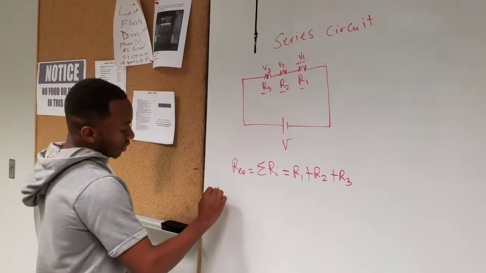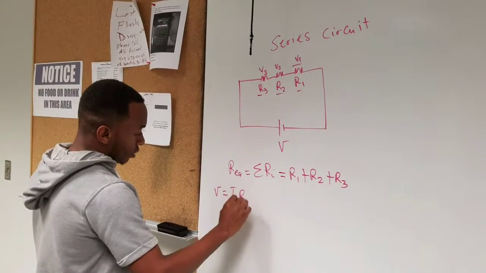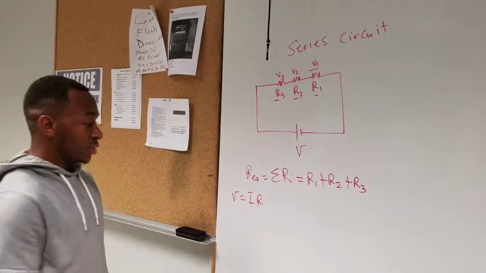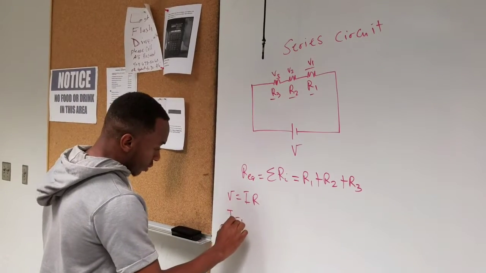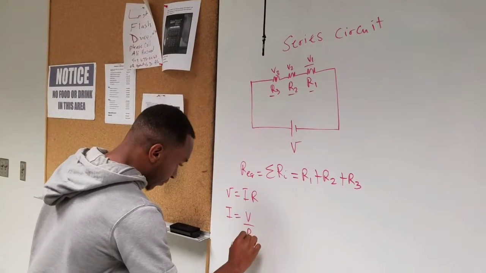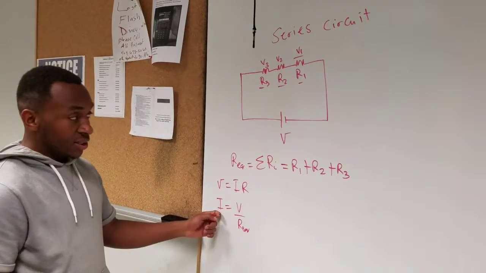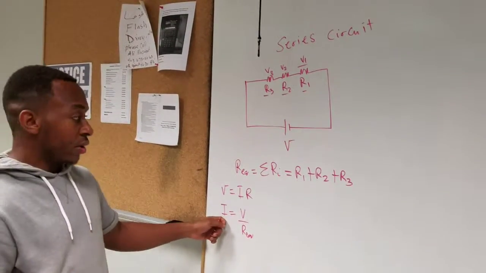Going back to Ohm's law, I can say V is equal to IR. Remember, your I is your current. So I is equal to V over R equivalent. I is constant in a series circuit, alright?